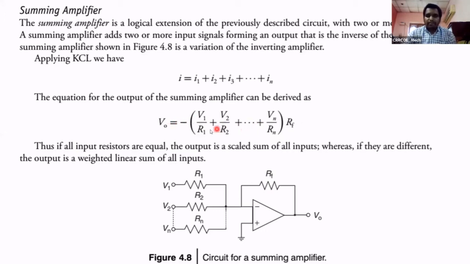If you supply equal resistance at all the inputs, we get a common factor here. That is called the scaled sum of all the inputs. And one more thing, you can calculate the average using the summing amplifier by dividing this summation by n. You know the average is the sum by the total number of terms. You are getting the summation here. If you divide by n, you get the average also.